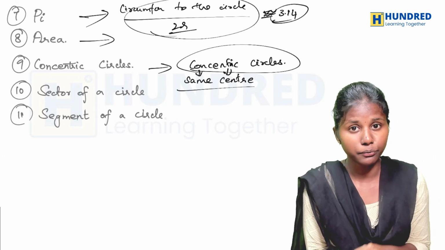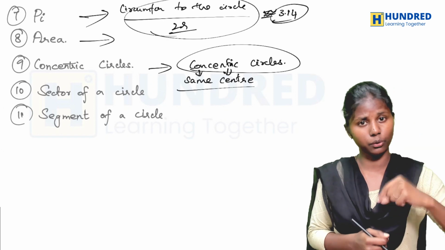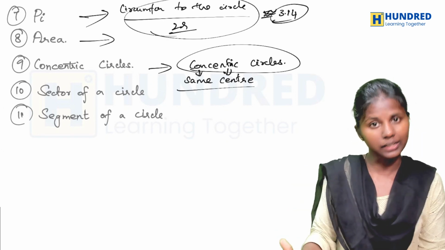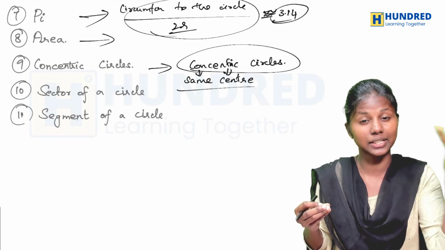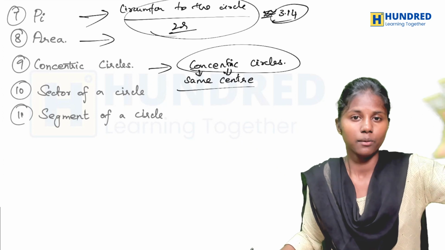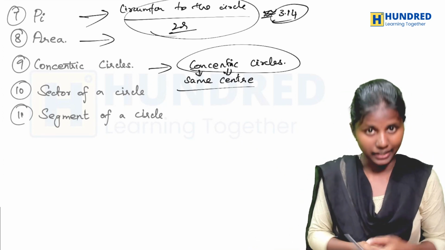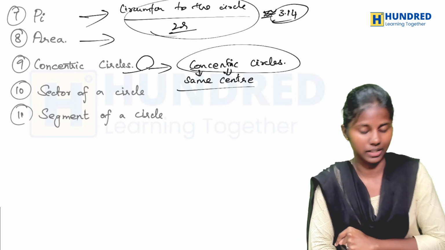We have a real example for concentric circles. Did anyone notice when we throw a stone or a bubble on the water of a pond or a lake in a village, the water makes a circle-like surface which is concentric in nature? That is a real example for concentric circles.